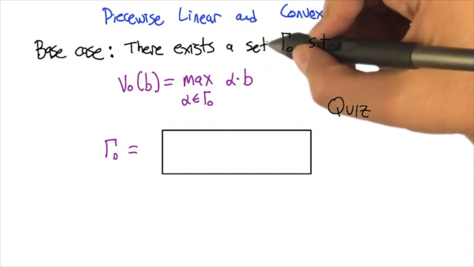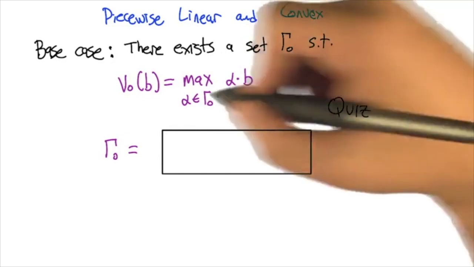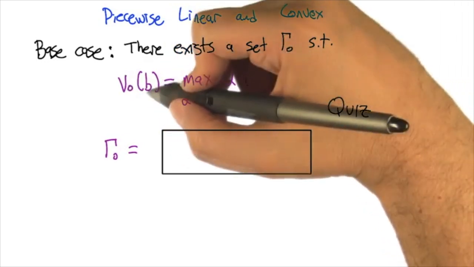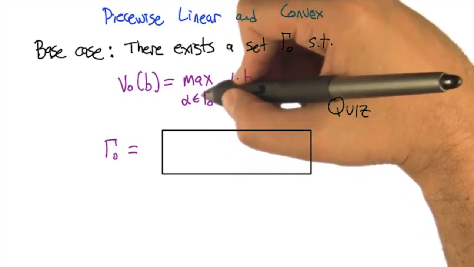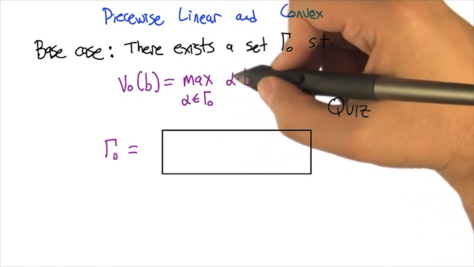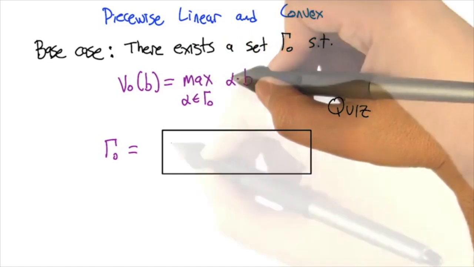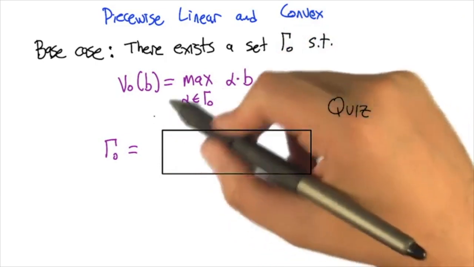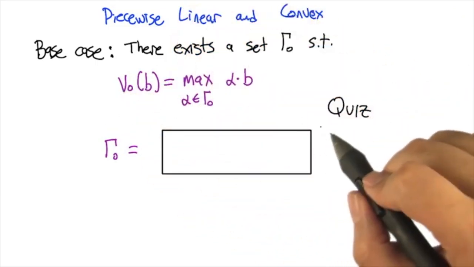We need to show that there exists a set of vectors, gamma sub 0, such that we can represent the 0th step of the value iteration function over all possible belief states as the max over alpha in the set that we're about to define of the dot product between that vector alpha and the belief state B. So what you need to do is figure out what this bag of vectors looks like that has this wonderful property of representing the 0th value function.